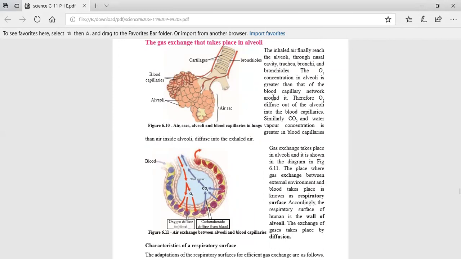When we inspire, the oxygen concentration in the alveoli is greater than in the blood capillary network around it. Then oxygen diffuses out of the alveoli into the blood capillaries.